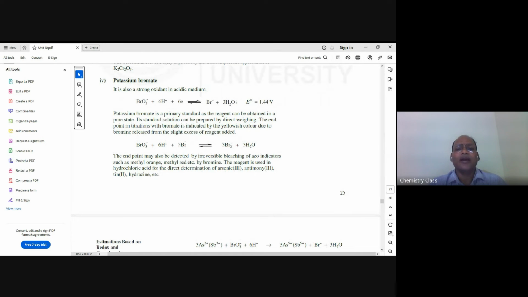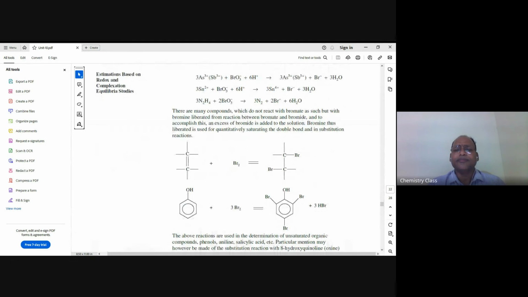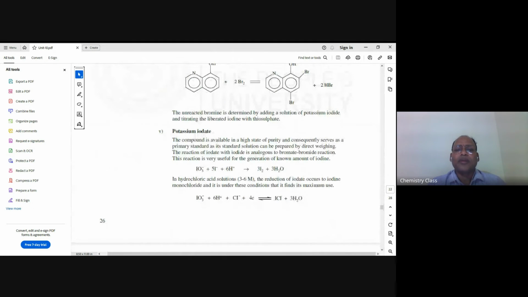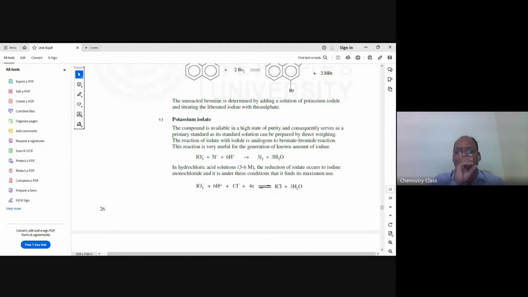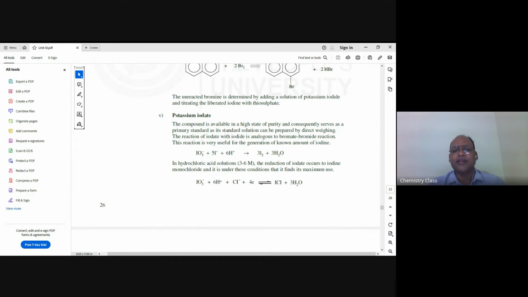Potassium bromate is a primary standard as the reagent can be obtained in the pure state. Its standard solution can be prepared with direct weighing. So that is the process, you can go through this one. Then potassium iodate, KIO3. It is a strong oxidizing agent which can oxidize the thing.